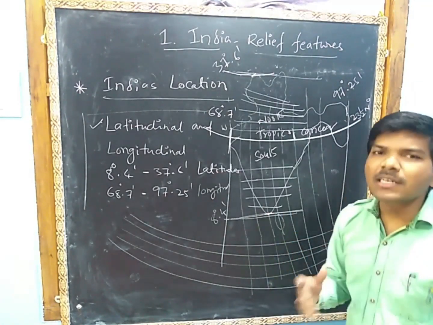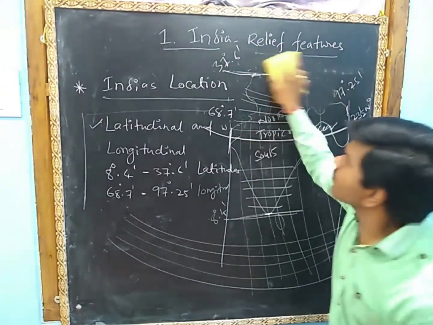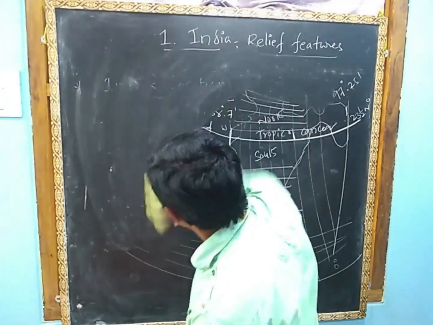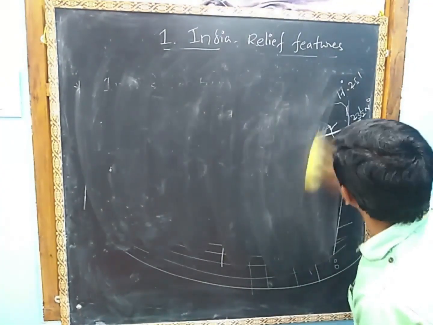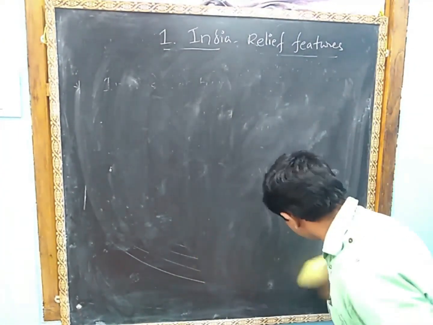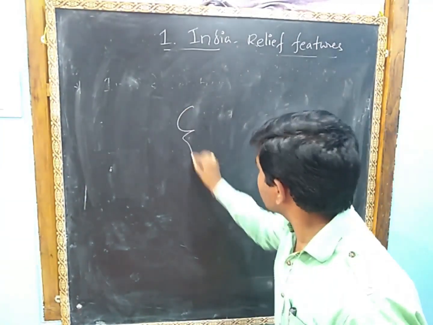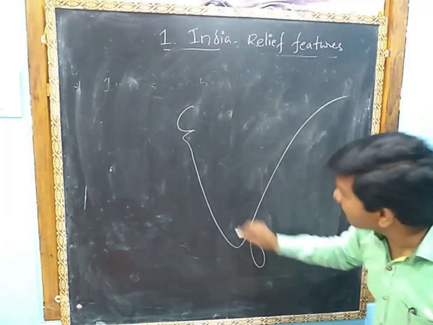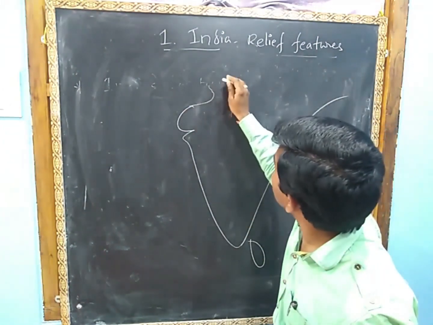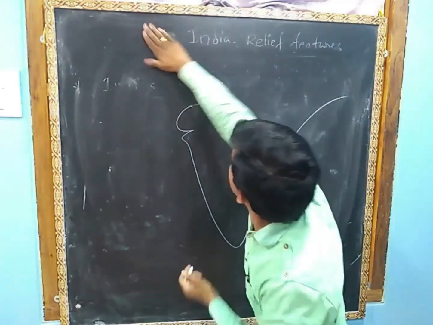Let us see certain facts related to India. So what are the facts? We know that this is a model map of India. Again I draw. Okay, this is a model map of India.